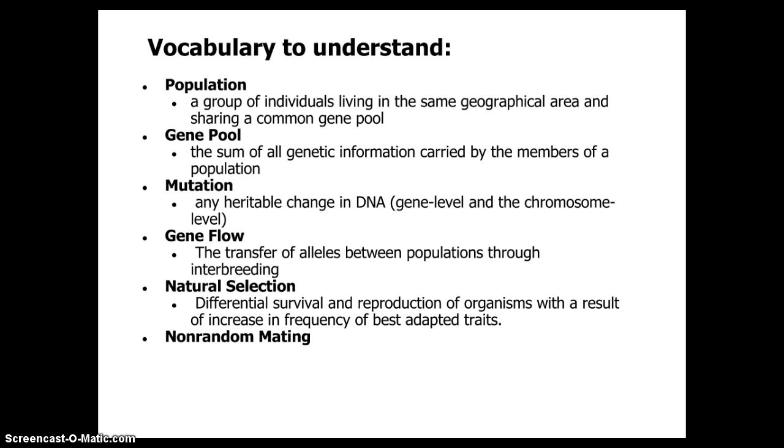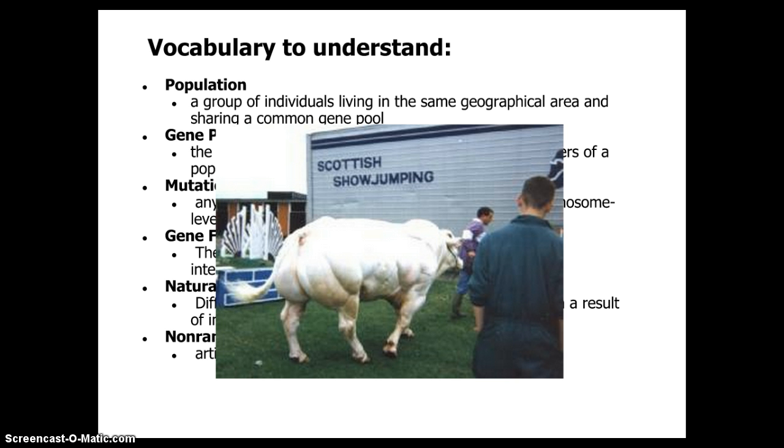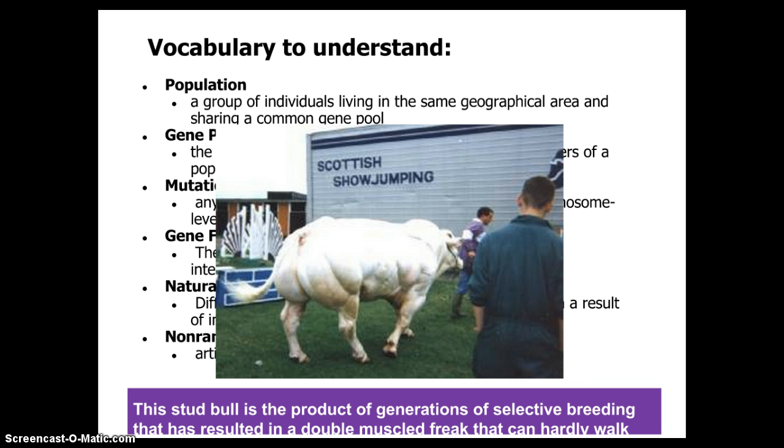Non-random mating is where individuals are artificially selected. Here's a picture of a bull who has been artificially selected to have very big muscles. Kind of freaky, right? So it says this stud bull is the product of generations of selective breeding that have resulted in a double-muscled freak who can hardly walk.